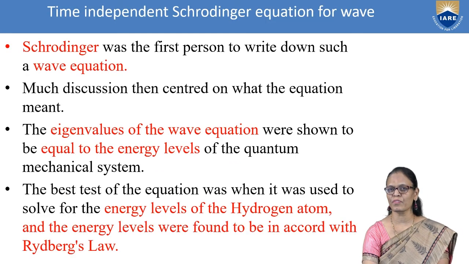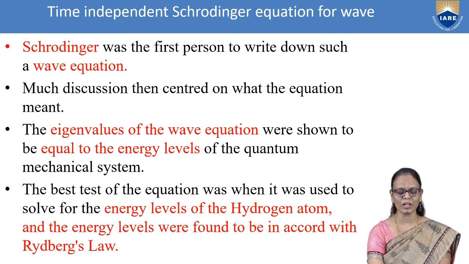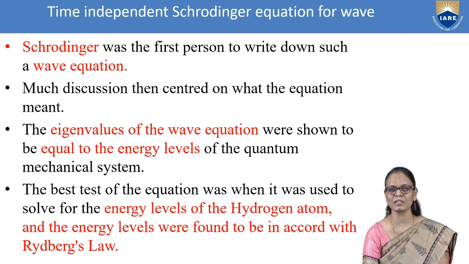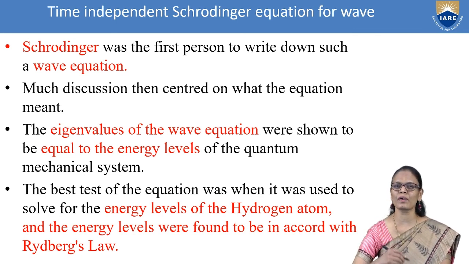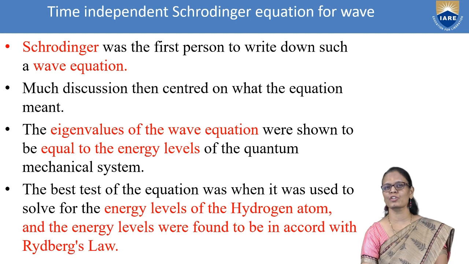Now Schrodinger is the first person to write down such an equation. Other scientists did not have any clue what the equation meant, but they only knew that we need an equation if you have to talk about matter waves. If you have to express or see the propagation of these waves, we need wave equations.